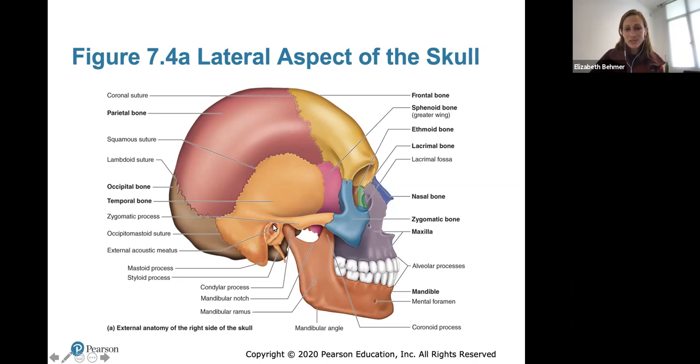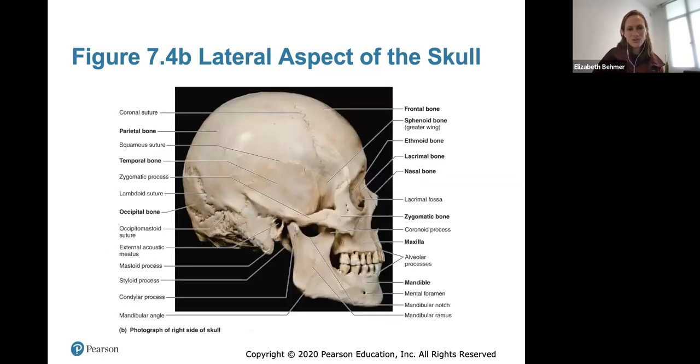The external acoustic meatus is where your ear canal will be. Styloid process, mastoid process, the condylar process of the mandible, how it sits and fits in with the temporal bone, the coronoid process. We have the mandibular ramus, the mandibular angle, and then we have a mental foramen shown here. Every time you see a little tiny hole, it usually has a name and something is going through it.